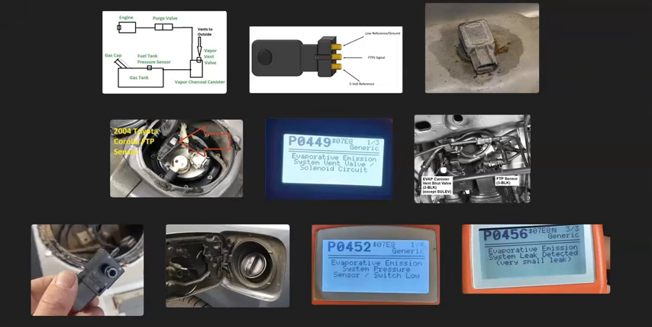And so that's basically it. I just wanted to give a basic overview of how you go about fixing a vehicle with the P0452 code.